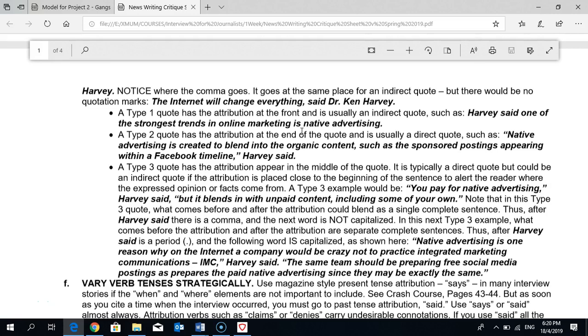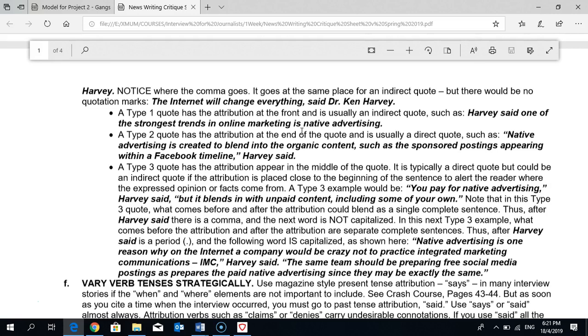And type 3, the attribution in the middle. It doesn't matter whether it's one sentence, two sentences, or possibly three sentences. It's in the middle of that quote that you have in one place, in one paragraph. The first example of type 3 is in the middle of a compound sentence. We were just talking about compound sentences. This is one of them.